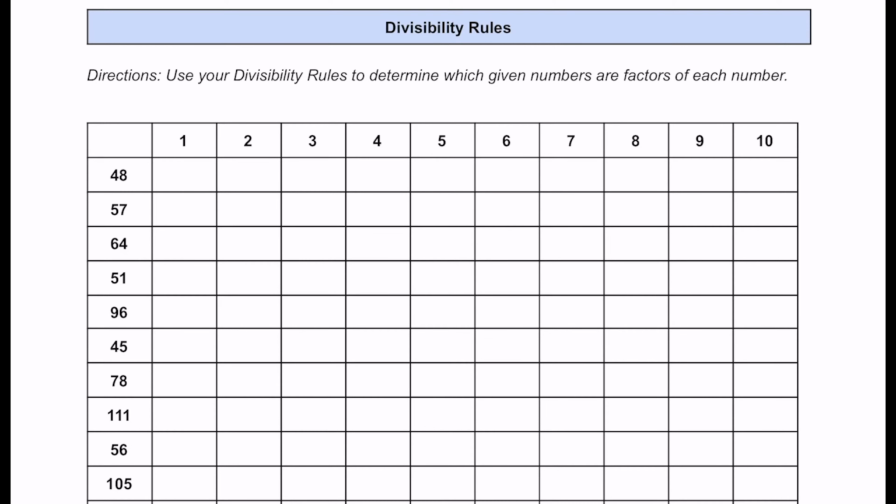Let's practice our divisibility rules together. For each of the given numbers, we're going to try to see if we can divide them by 1, 2, 3, 4, 5, 6, 7, 8, 9, or 10 without using long division. Alrighty, let's start with the number 48, and let's start with the easiest ones as possible here.